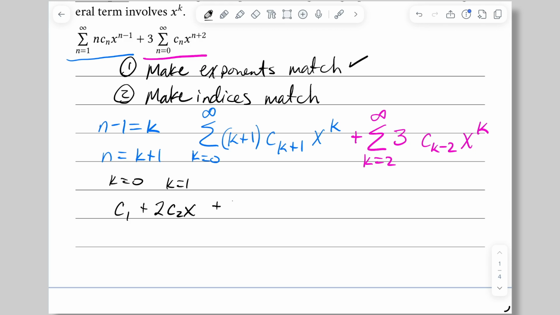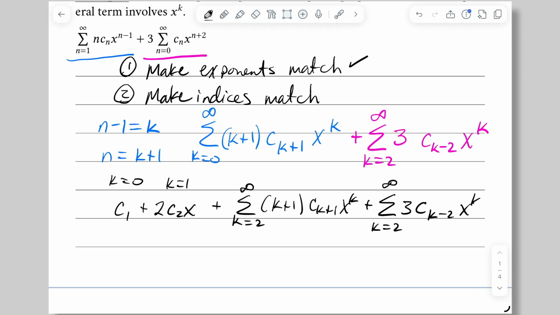And then what's left is a sigma expression that starts at k equals 2, goes to infinity. We have our k plus 1, c sub k plus 1 x to the k, plus the second sigma expression, which also started at k equals 2, goes to infinity, 3 c sub k minus 2 x to the k. We want to combine these into a single sigma expression. There's no way around writing down the c sub 1 and the 2 c sub 2 x.